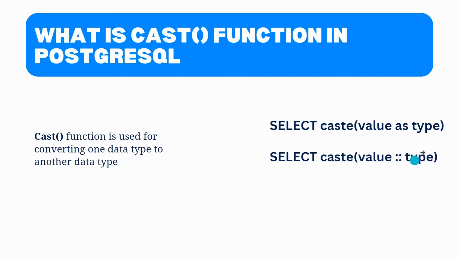So within a cast function, first we specify the value that we want to convert, and after the as we specify the data type of the value, like int, float, character. And the same case for the second syntax, as you can see, we use the value, and after that we use the cast operator, and then we use the data type for that value.